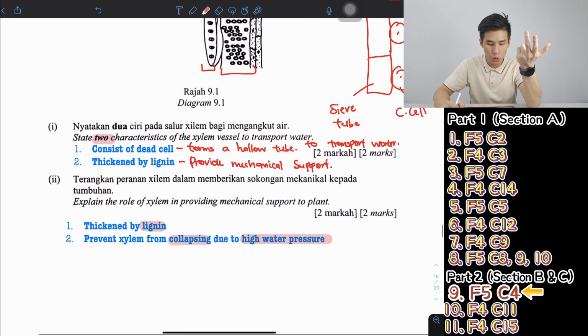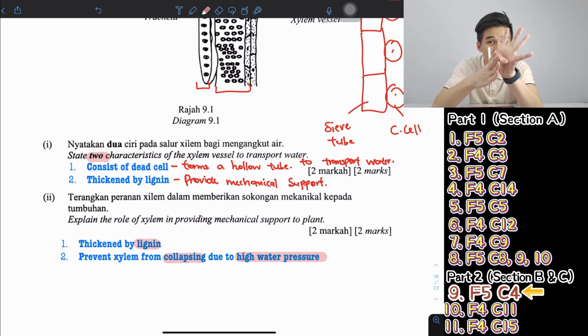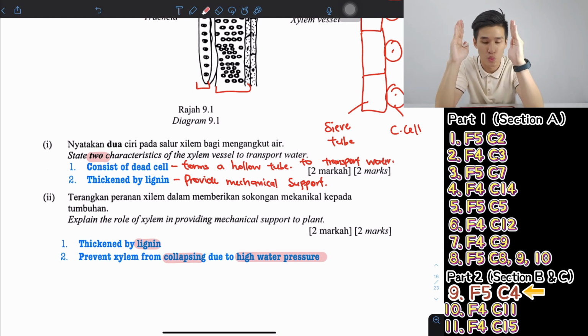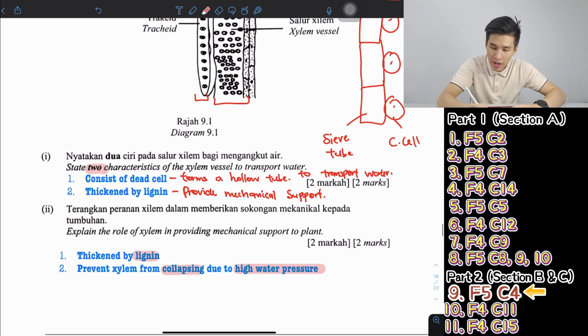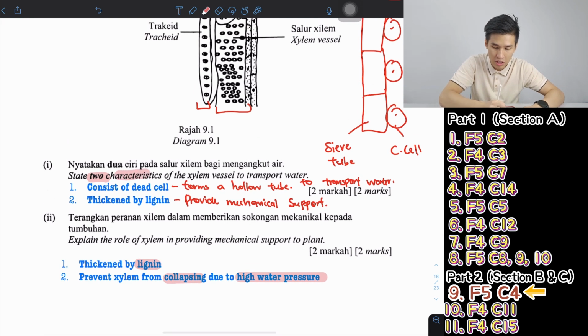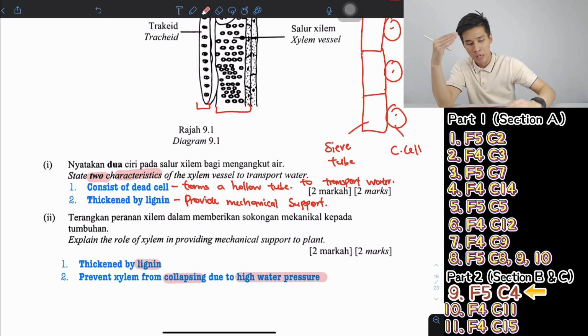So lignin, you need to remember: besides having characteristics to allow water to flow in it, the second is lignin. Xylem relies on lignin to support it, because without lignin the whole thing will fail, and then the water cannot flow. If they ever ask for characteristics of xylem, you just need to think about what characteristics the xylem has to let water flow inside it. The dead cell hollow tube is the easiest one. Okay, we go to the next one.